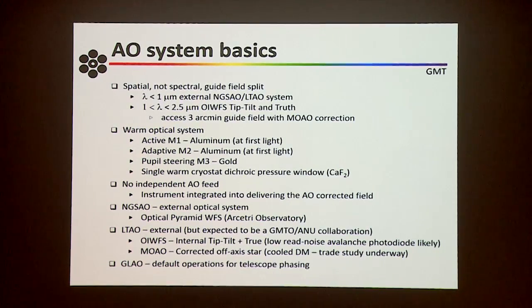There's a warm optical system: the active M1, the adaptive secondaries, the pupil steering M3, the first two coated with aluminium at first light, the M3 coated in gold, and then a single warm cryostat dichroic pressure window, calcium fluoride. There's no independent AO feed. The instrument is integrated into delivering the AO corrected field. For natural guide star, you've got an external optical system, LTAO also external, but expected to be something that we may be contributing to as well. And then there's the GLAO system, which is the default mode for telescope phasing.